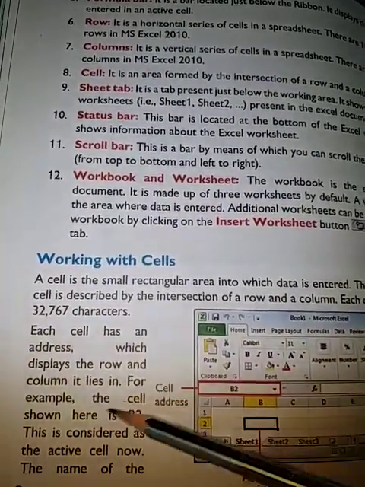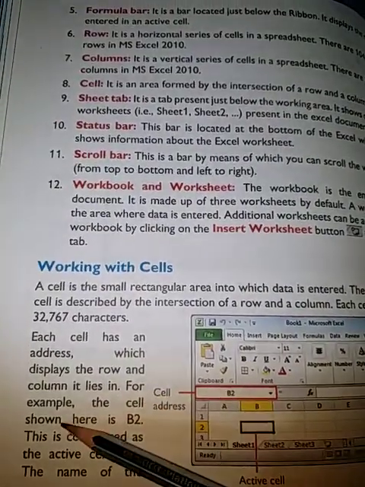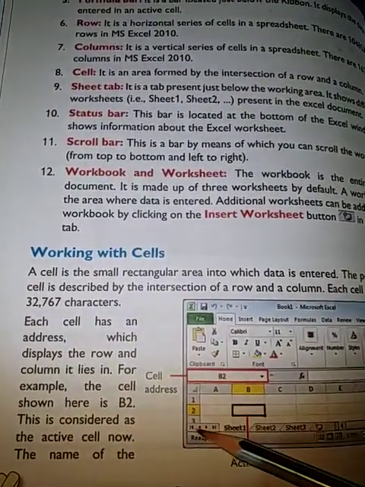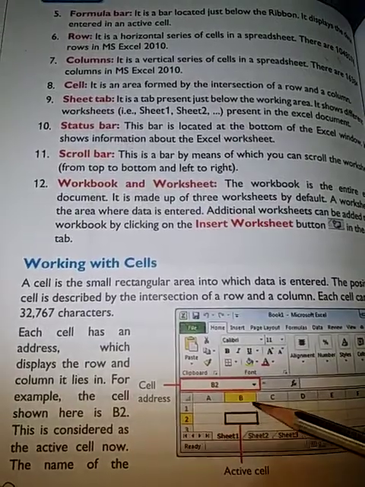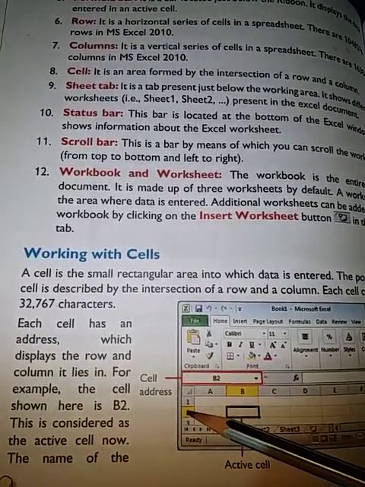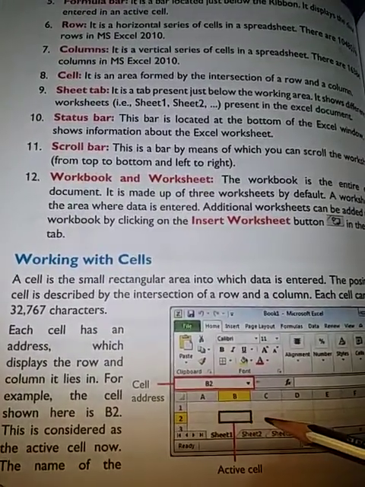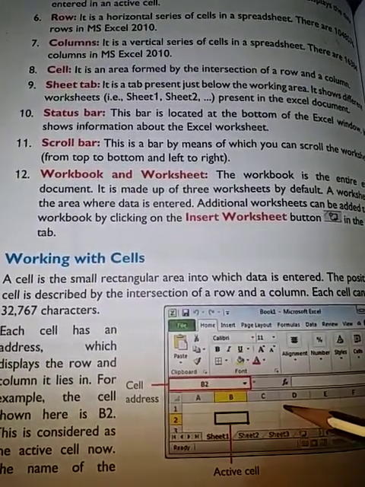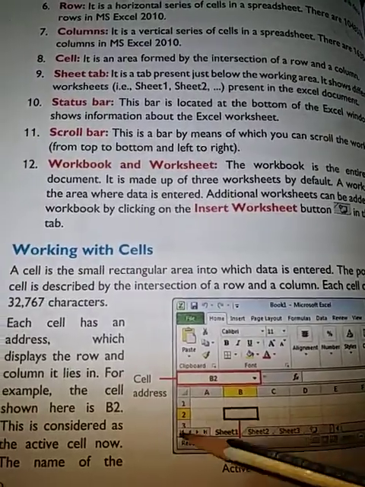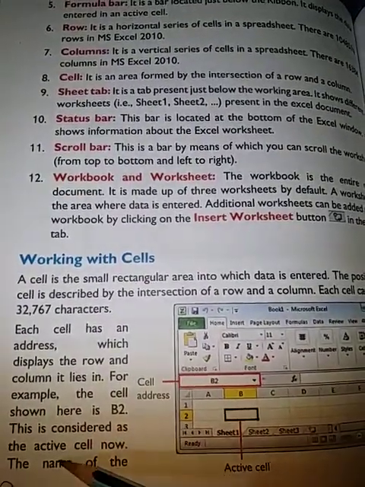Each cell has an address which displays the row and column it lies in. For example, the cell shown here is B2. B and the 2. Okay, B2. The number of this cell is B2. This is C2. This is D2. This is D1. This is E1, like this. Understood?